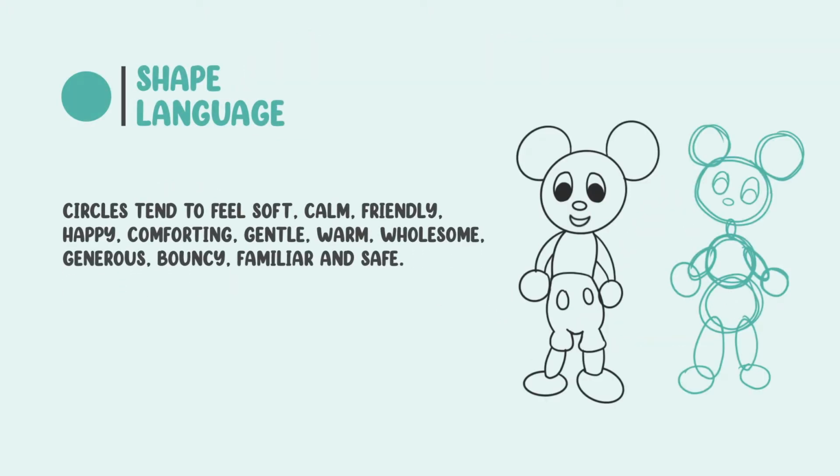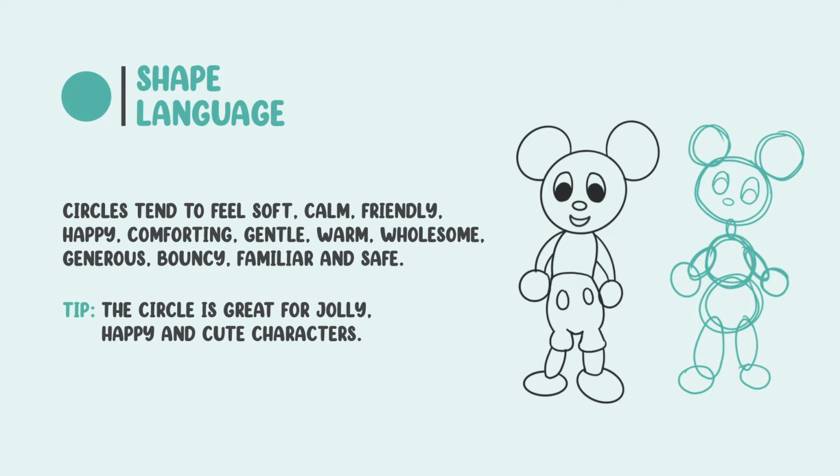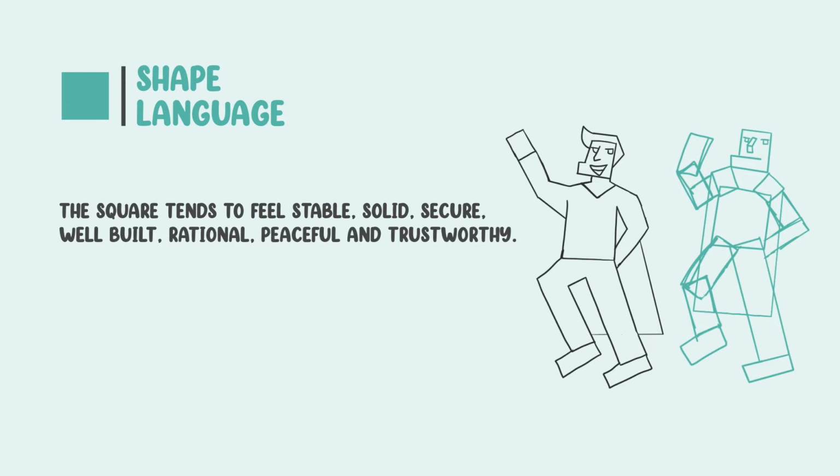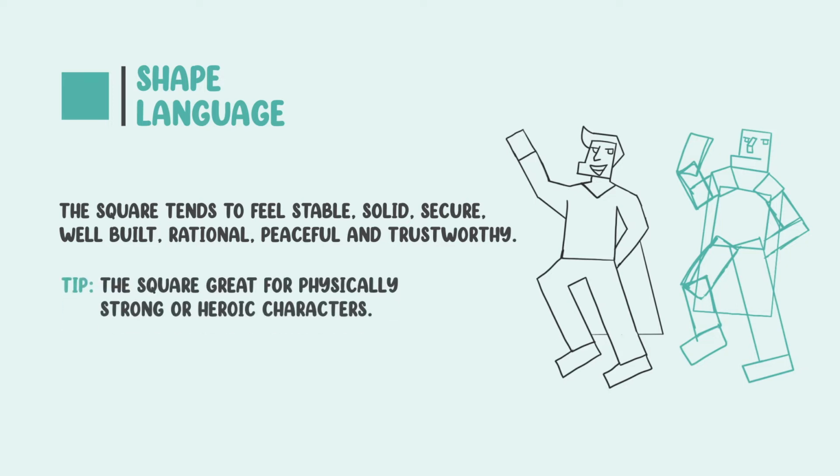The circle tends to feel soft, calm, friendly, happy, comforting, gentle, warm, wholesome, generous, bouncy, familiar, and safe. And the circle is great for jolly, happy, and cute characters. The square tends to feel stable, solid, secure, well-built, rational, peaceful, and trustworthy. The square is great for physically strong or heroic characters.